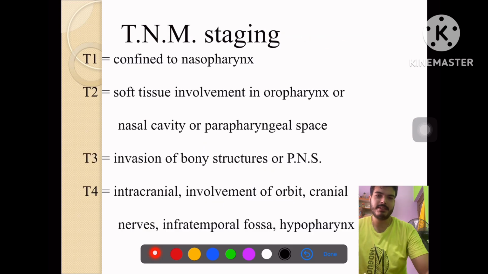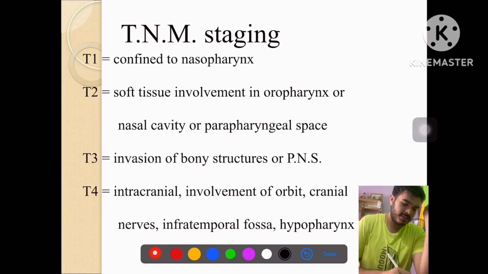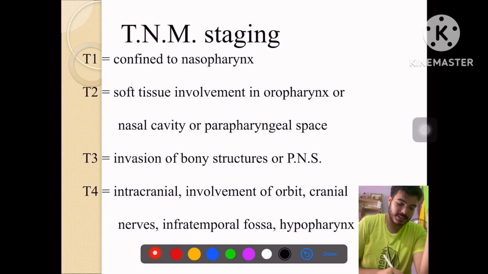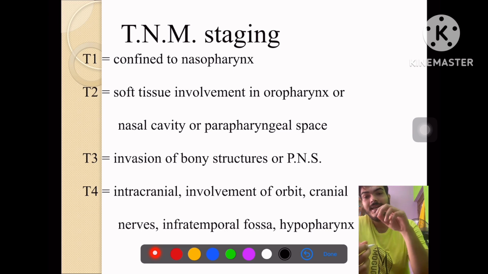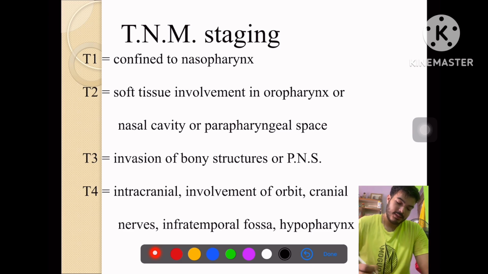Now let's come to the TNM staging. Remember, TNM staging is sometimes asked, and it is different. T1, T2, T3, T4, very easy to understand. T1 means it is confined to the nasopharynx. T2, for this 2, make it opposite, it looks like an S, right? So involvement of the soft tissues. T3, remember 3 is 3, so you'll remember P and S. If it's involving the paranasal sinus, it is T3. All others is T4. Finished.